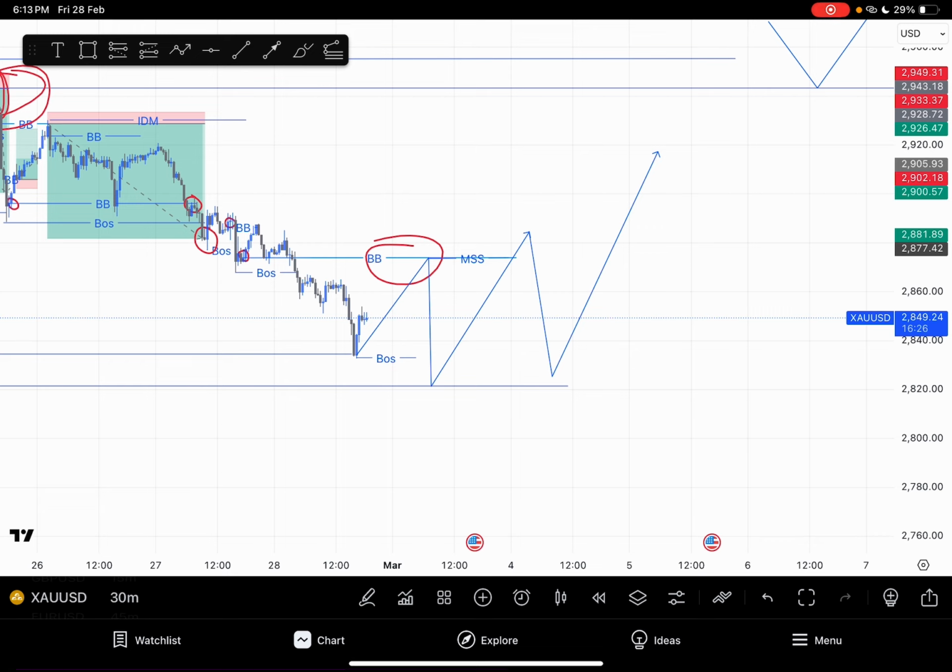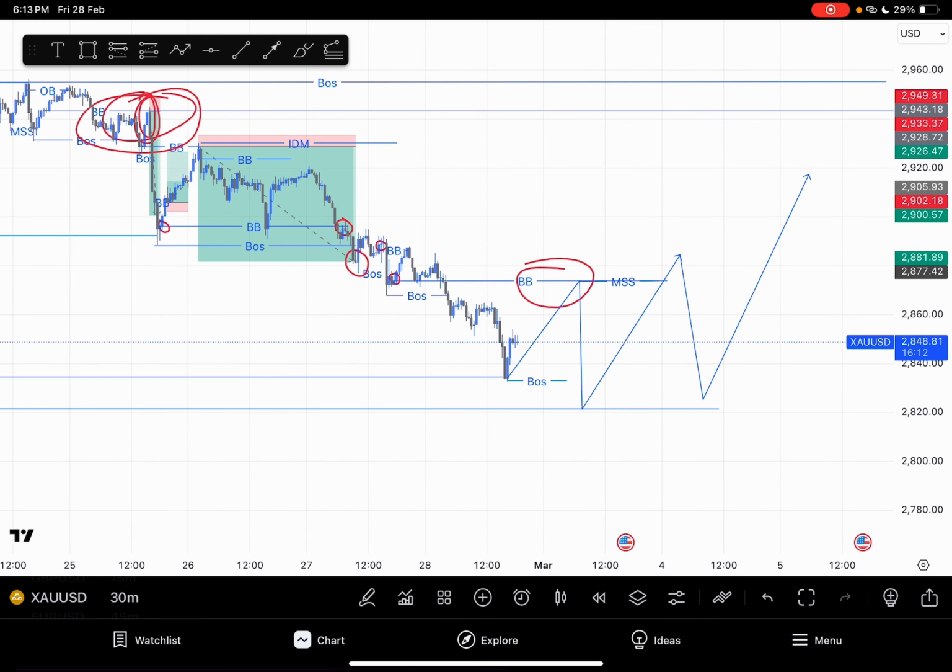Then the next thing, you look for where price has retested on another order block or another breaker block, breaking above the previous high or the previous low. Then you mark that again as your break of structure, just like that. So that's how you can always spot your break of structure.